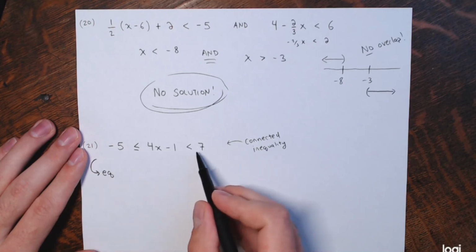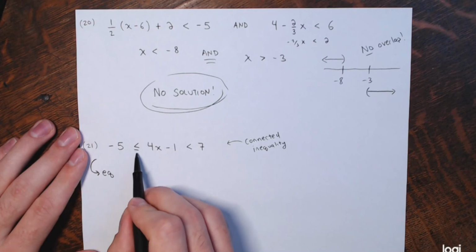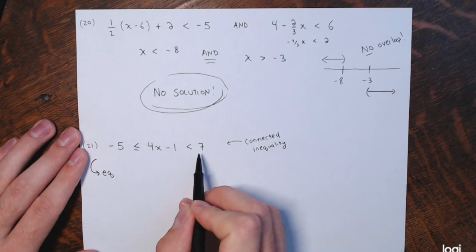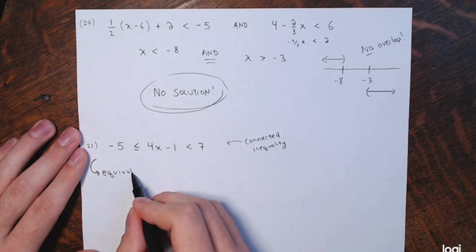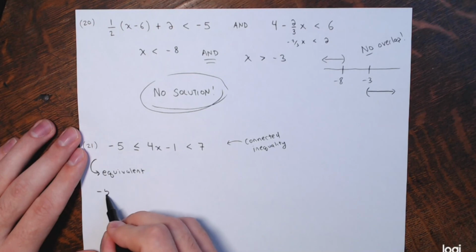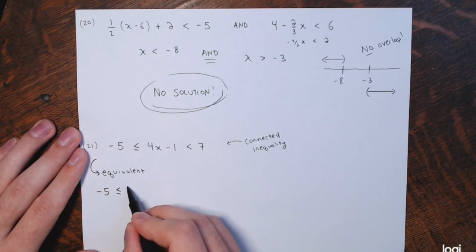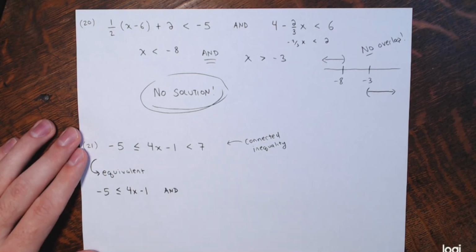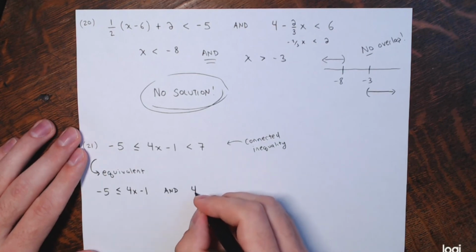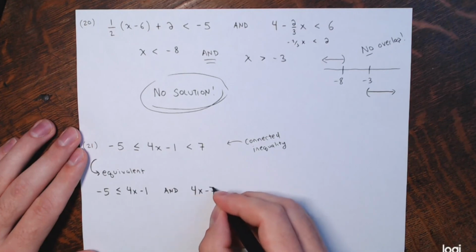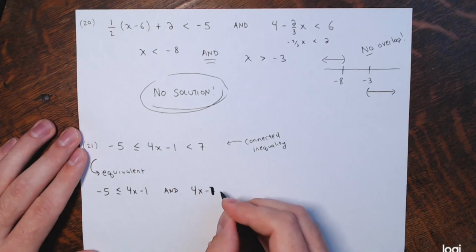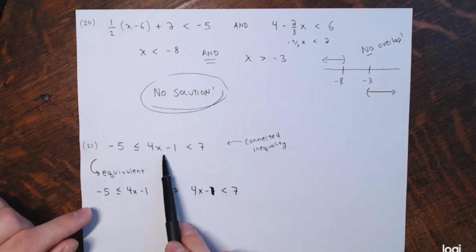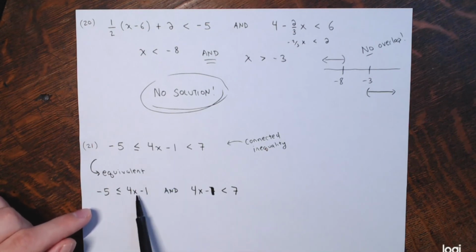This connected inequality says -5 is less than or equal to 4x minus 1, which is less than 7. This is equivalent to saying that -5 is less than or equal to 4x minus 1 and 4x minus 1 is less than 7. So both of these share that middle part, right? The 4x minus 1 is in both inequalities.